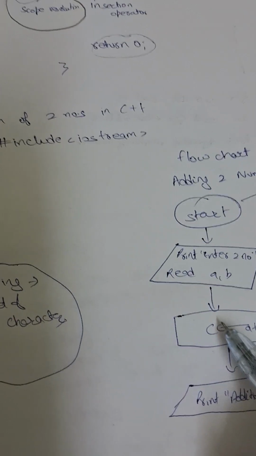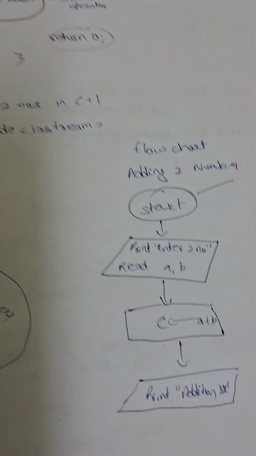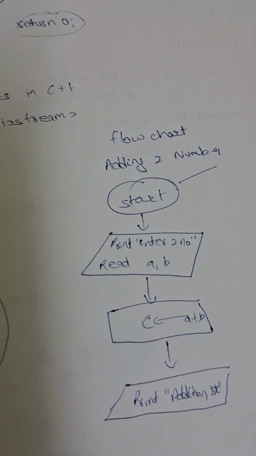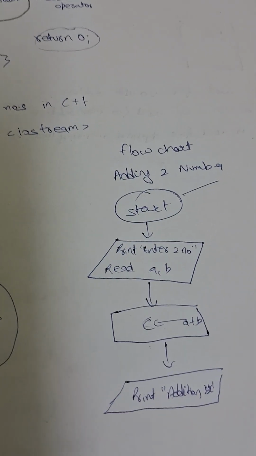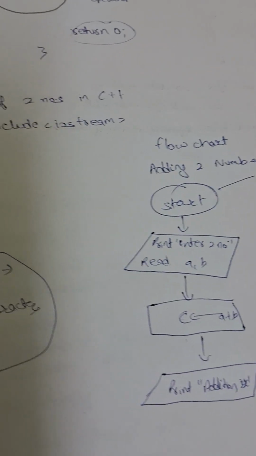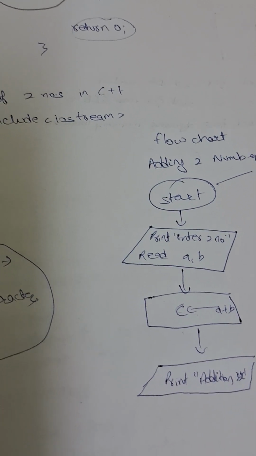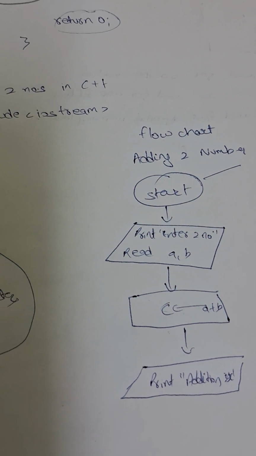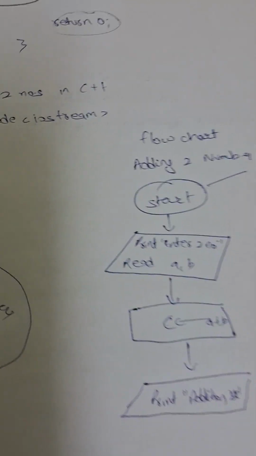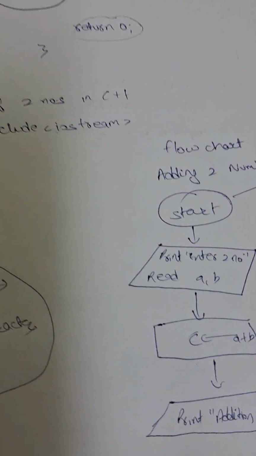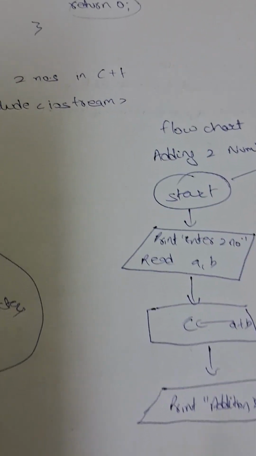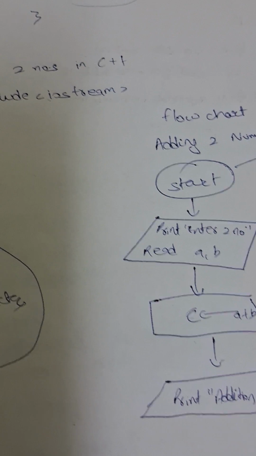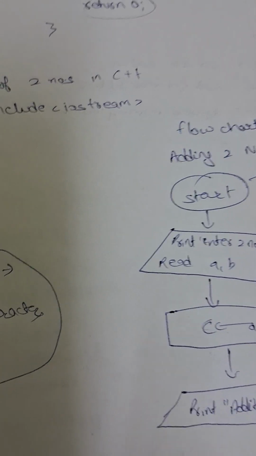After taking cin, we process our program, that is, what we have to do. We have to compute c. c is a variable. c equal to a plus b. a and b are variables, and we can take any number in a and b. At last we use print, what value we have to print in C++, which is written at the last of our C++ program. So this is the basic.